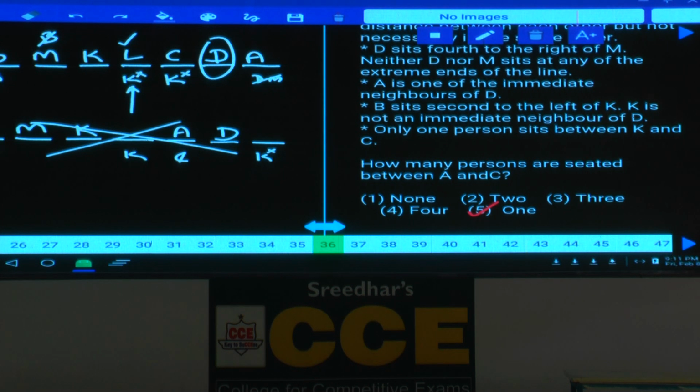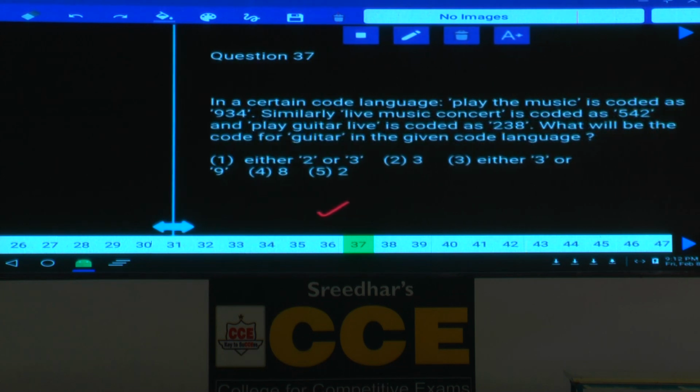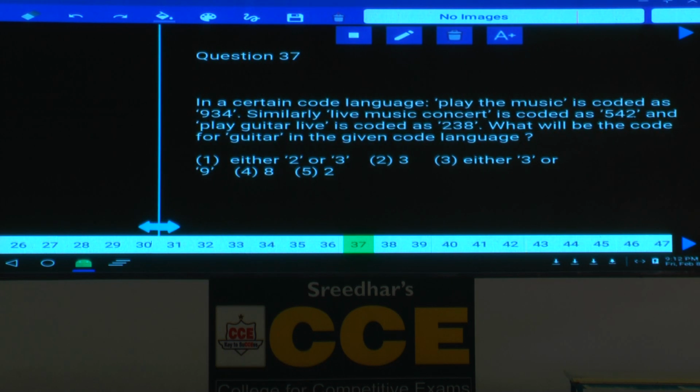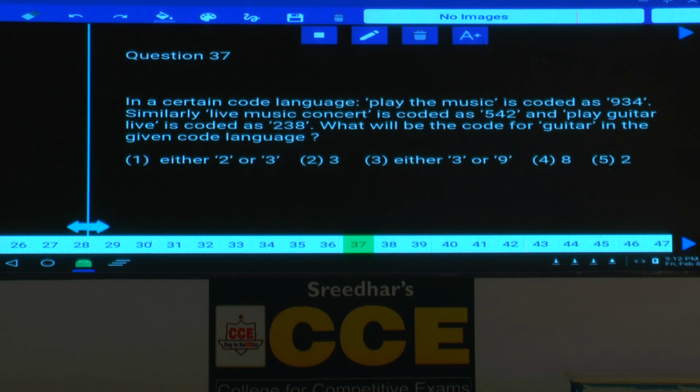Then question number 37. Now this question number 37 is based on coding and decoding. In a certain code language, play the music is coded as 934, and live music concert is coded as 542, and play guitar live is coded as 238. Then what will be the code to the word guitar?